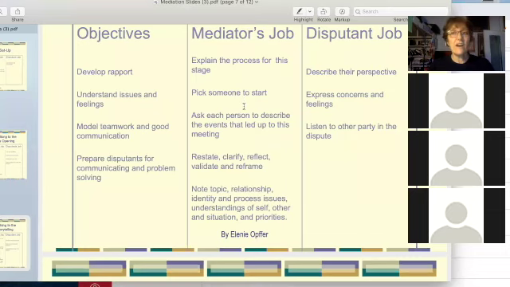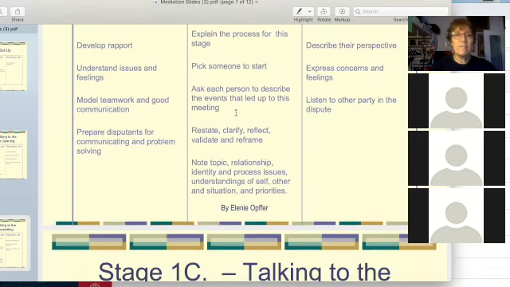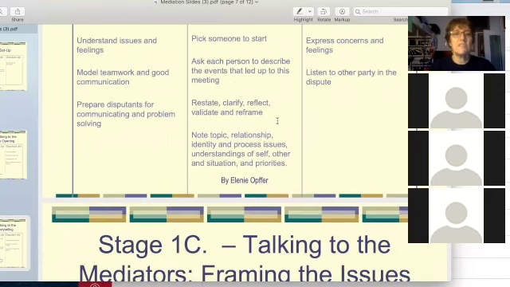If I can't tell who's more triggered, or if they're both equally triggered, then I just say, you know what? I always start with the person on my left, and for this stage, and then stage 2, I'm going to start with the person on my right. Okay. So, Charlie, you start. Tell me how you see the situation. What happened? Then they'll tell me. Okay. They'll describe the events that led up to the meeting, and you're going to restate and clarify, reflect, and validate and reframe.